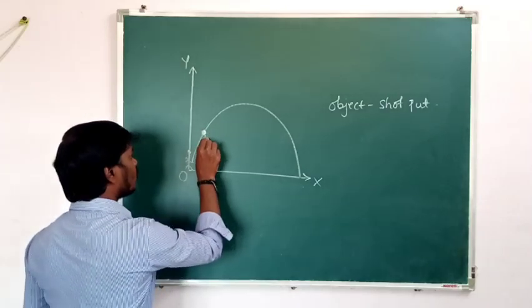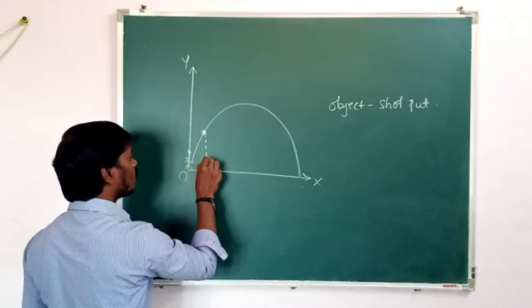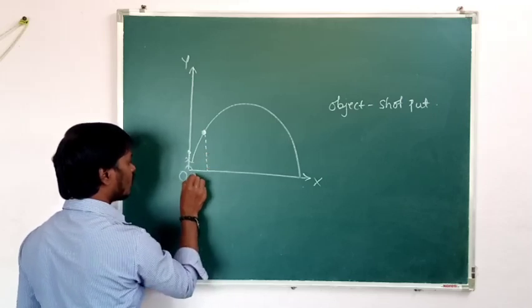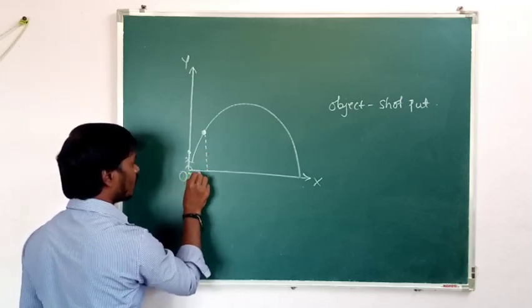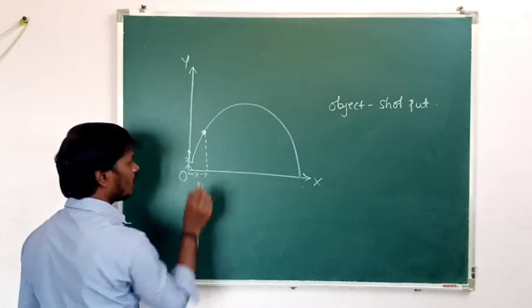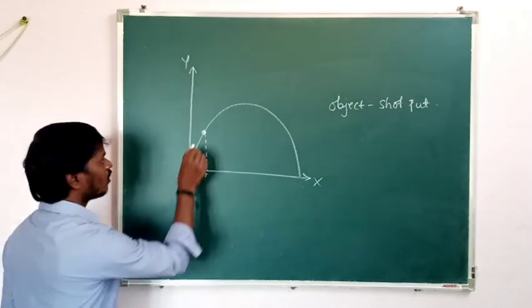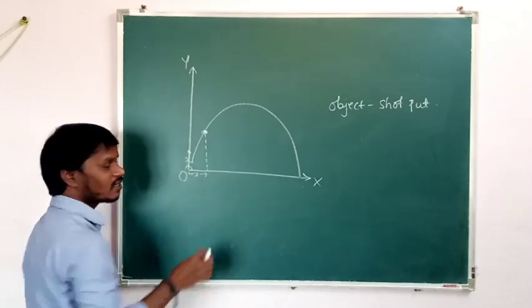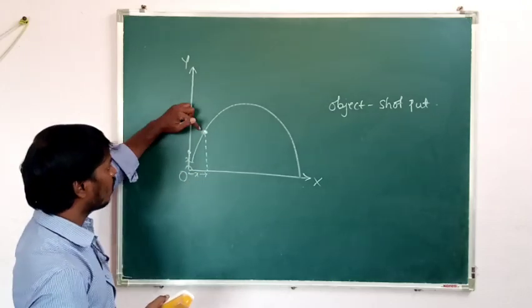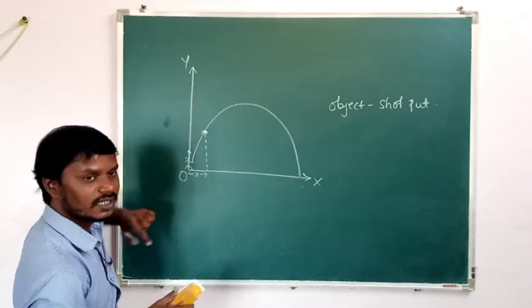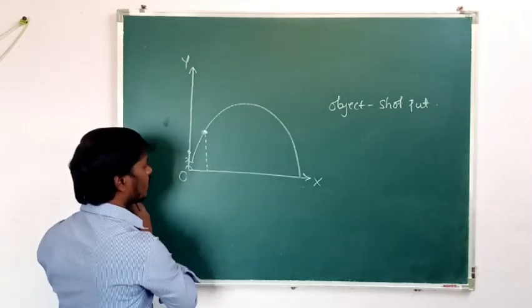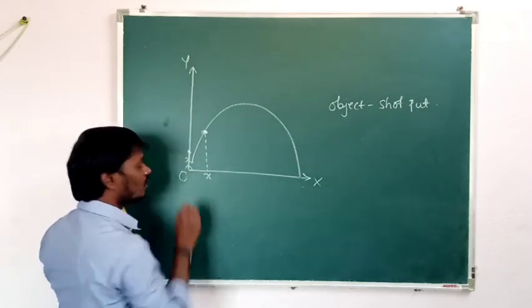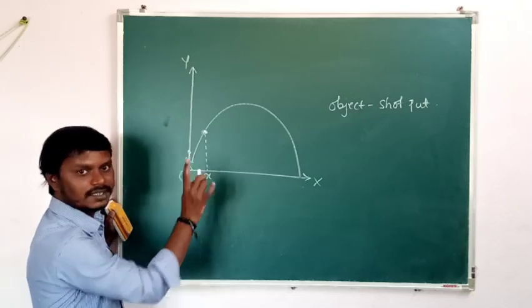So the horizontal distance covered by the object can be determined by the x coordinate. Okay. So how to find the position of the object along the x-axis? We have to draw the perpendicular line from the position of the object to the x-axis. That I will take as the x coordinate. Suppose this may be 1 meter.